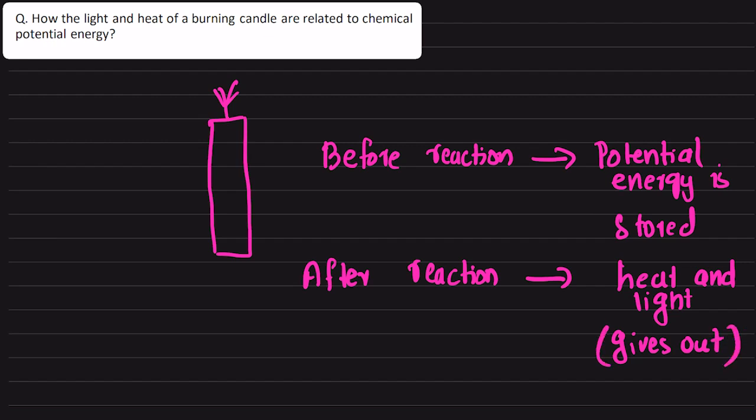So what do you understand from this? How are the light and heat of the burning candle related to chemical potential energy? Before the reaction, the potential energy is stored. After the reaction, or during the burning process, this stored potential energy gets converted into heat and light, which results in an exothermic reaction, because heat is given out.